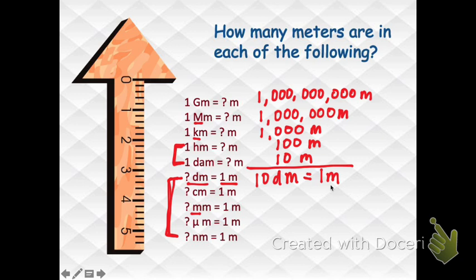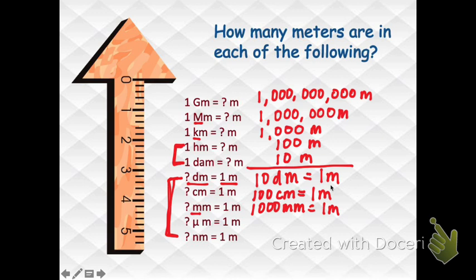So if a centimeter now is 1/100th of a meter, how many centimeters are in a meter? 100. 100 centimeters in 1 meter, right? If centi means 100, that's what centi means, right? Think about cents. How many cents are in a dollar? 100, right? So centimeters means there's 100 of those in the base. Millimeter, if millimeter is 1,000th of a meter, there must be 1,000 of those in 1 meter.